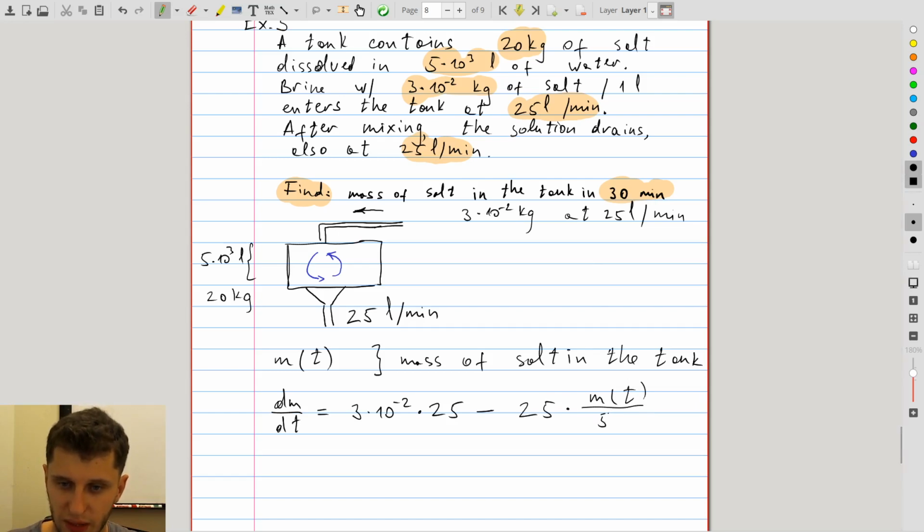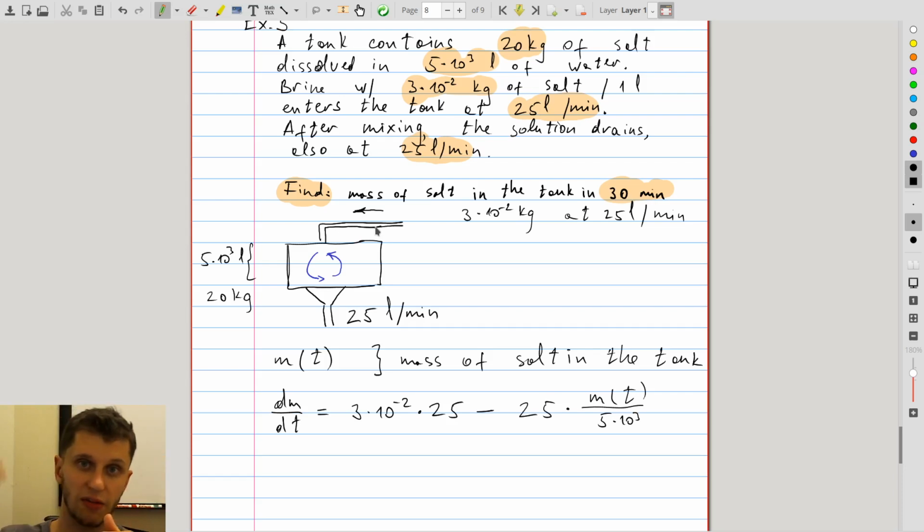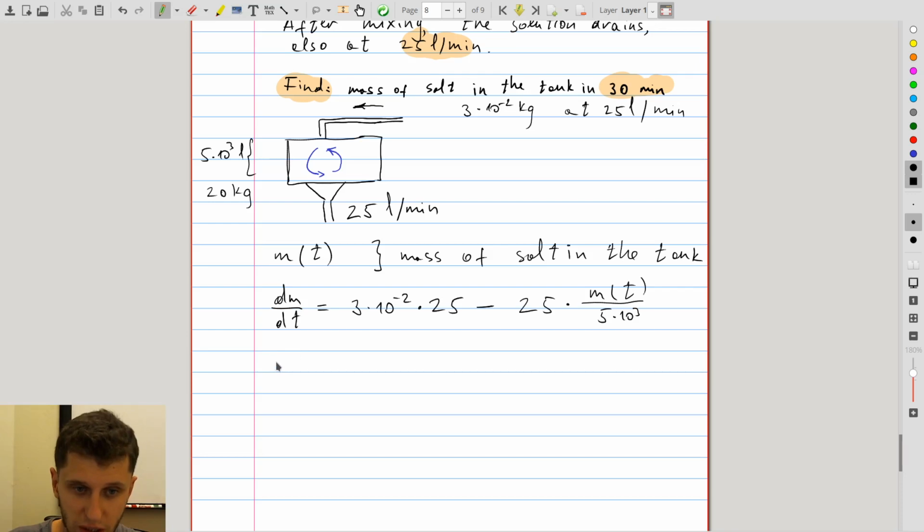So as I explained to you previously, complete mixing in the tank means concentration of salt is constant throughout the tank. And so we just take the average concentration, which is mass of salt divided by the total mass of the solution in the tank. All right, and so as a result, we get this relation between the derivative of m with respect to time and m itself.